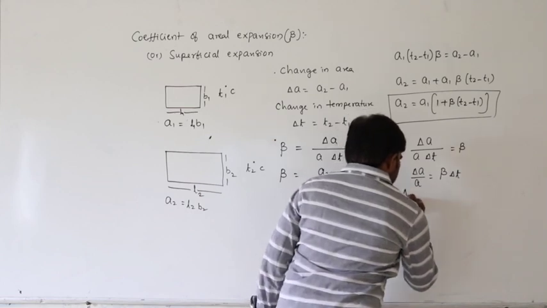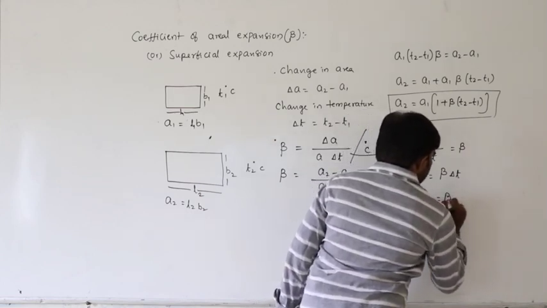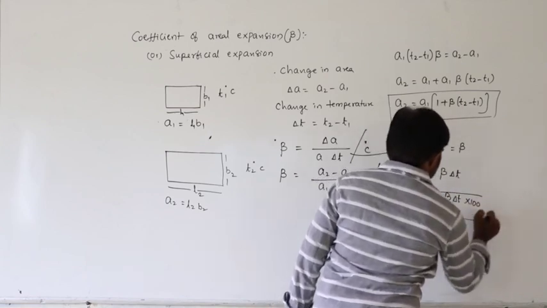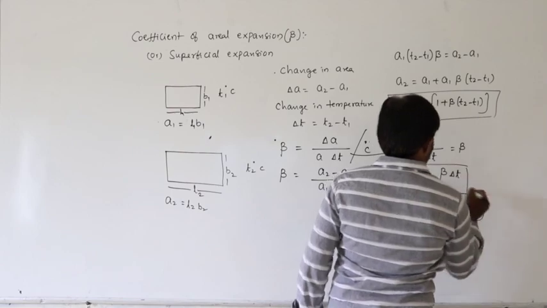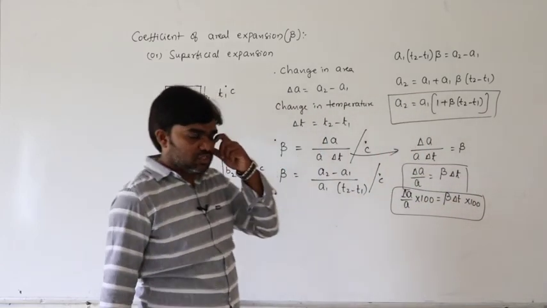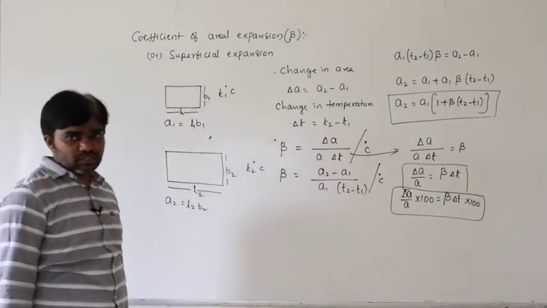So, that is why we can write it as delta A by A into 100 is equal to beta delta T into 100. So, this is the percentage change in area. This is the fractional change and this is the percentage change. So, this is the coefficient of areal expansion or superficial expansion.